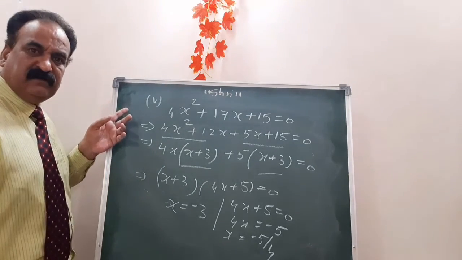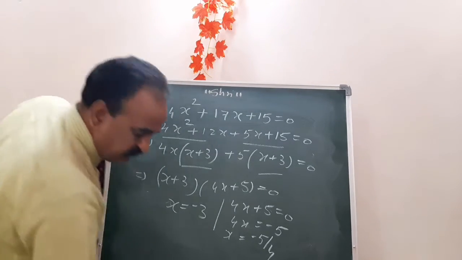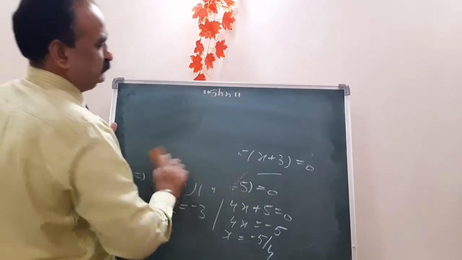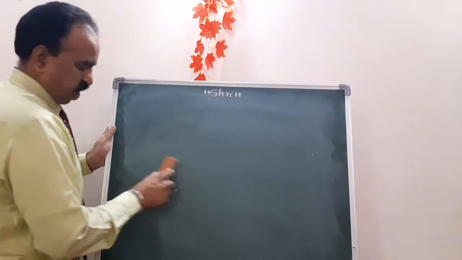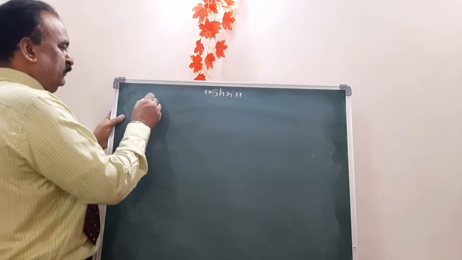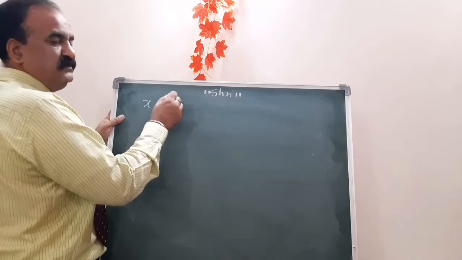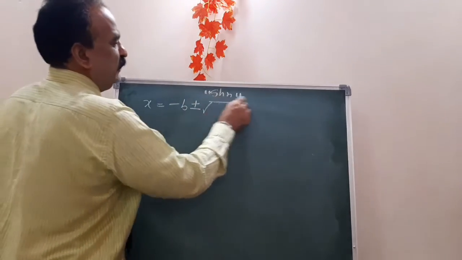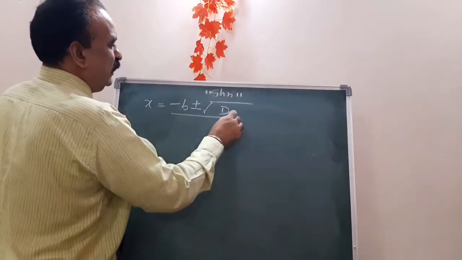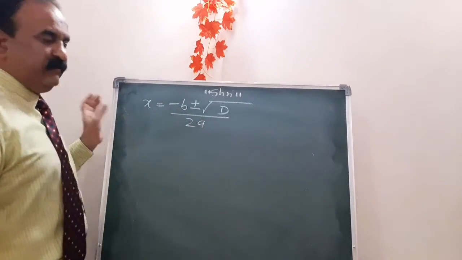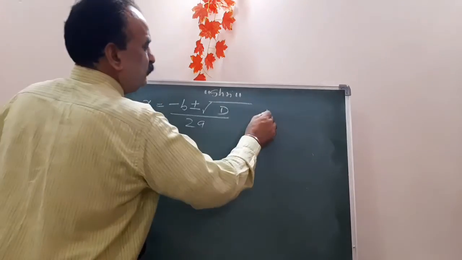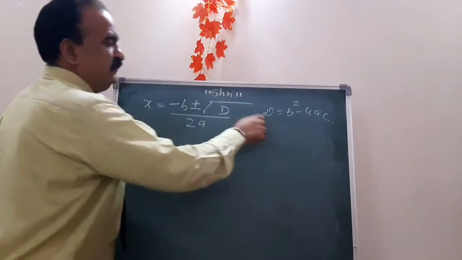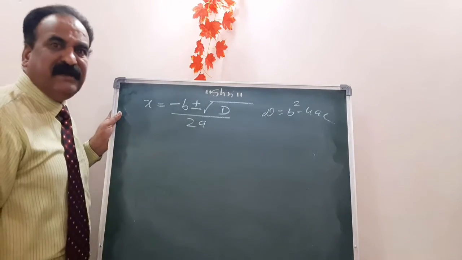This is the fifth pattern. Clear? Now see the formula method. X is equal to, this is the formula, minus b plus minus under root d upon 2a. And what is your d? D is equal to b square minus 4ac. And this d is called the discriminant.